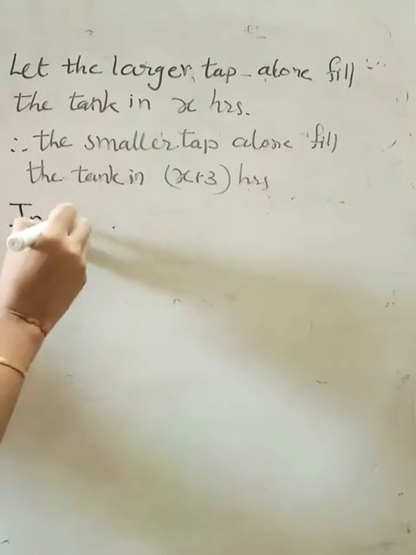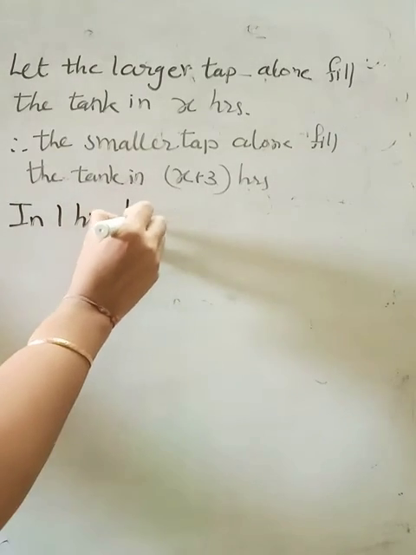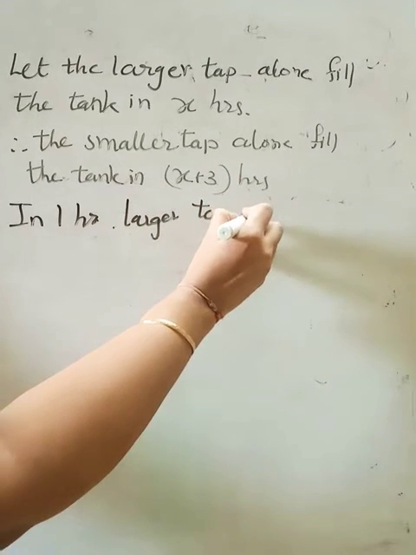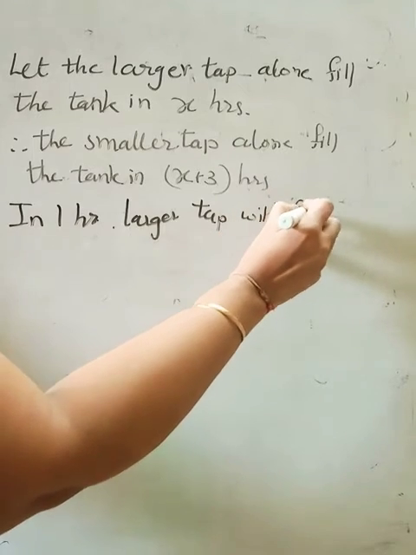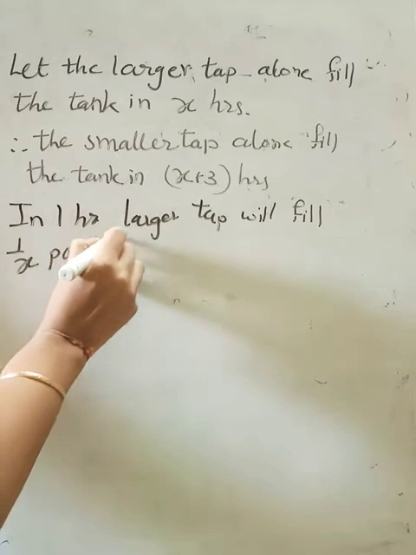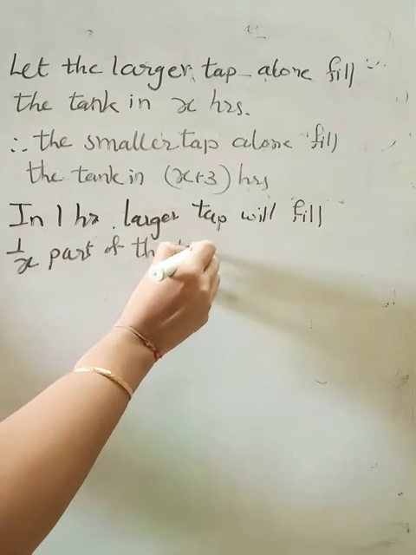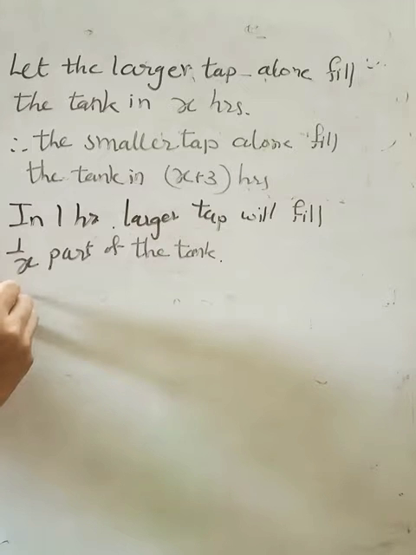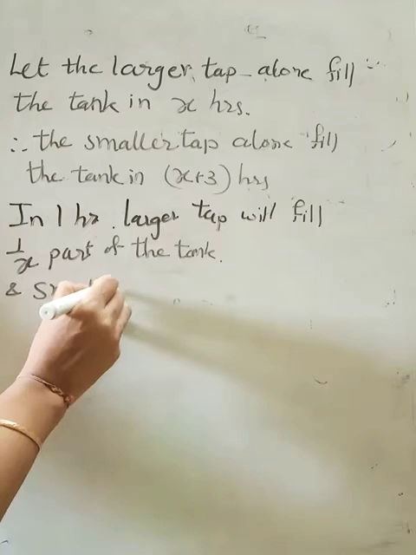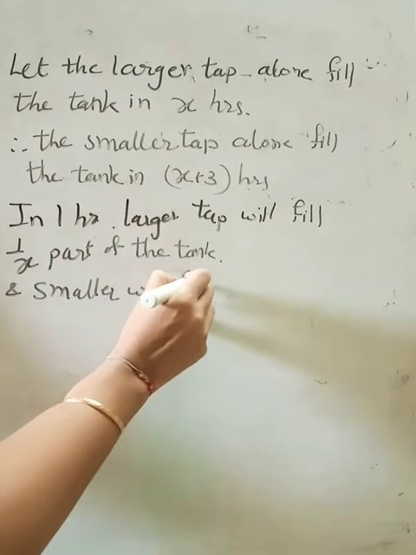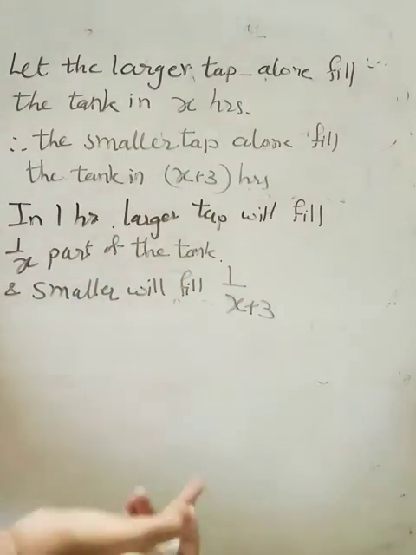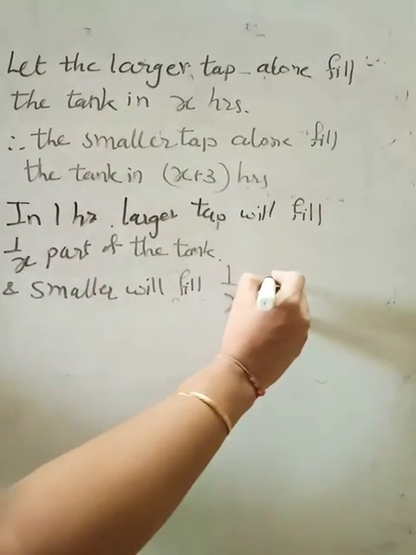So in 1 hour, the larger tap will fill 1/x part of the tank and the smaller will fill 1/(x + 3) part, because it takes x + 3 hours, right? So in 1 hour 1/(x + 3) part is filled.